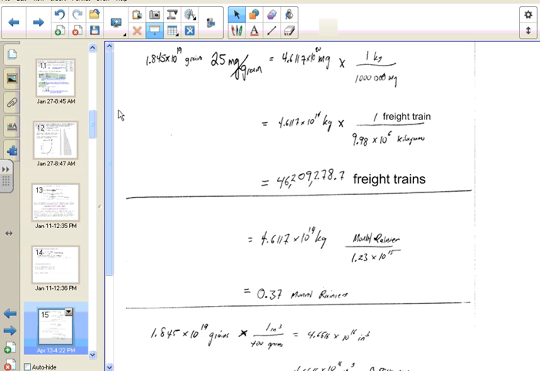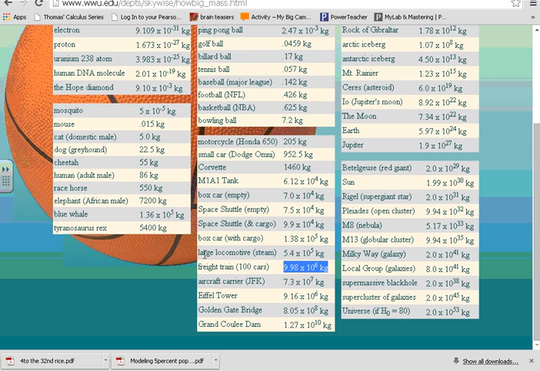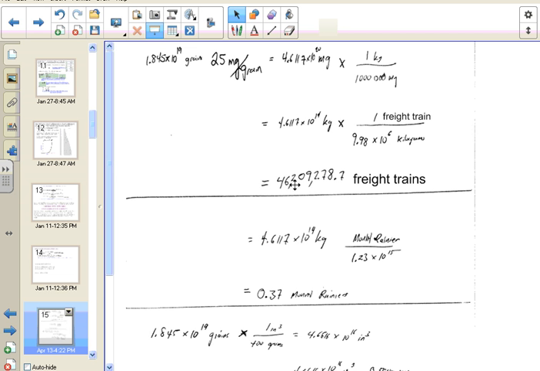So first I took the weight and turned everything into kilograms, and so there were 25 milligrams per grain of rice, and I turned milligrams into kilograms, which is 1,000,000 milligrams, so that just reduces the magnitude of that number. And then I wanted to figure out how many freight trains that would be. I went online, I found out that the mass of a freight train is 9.898 times 10 to the 6th power. So how many freight trains would be required to hold all the rice on the 32nd square? Turns out we need to have 46 million freight trains in order to carry all that stuff. That's still a pretty big number.